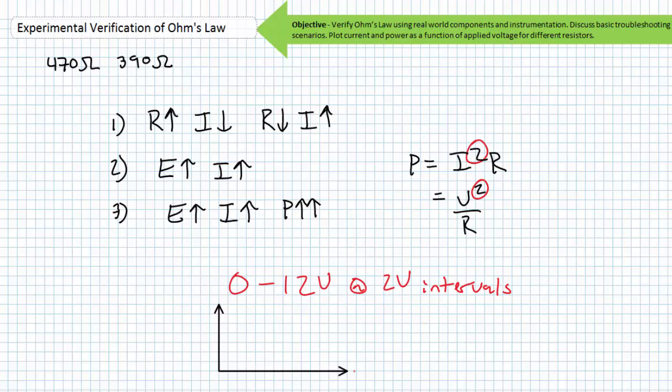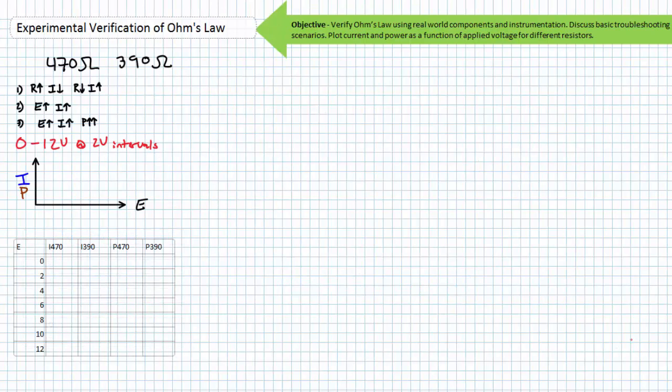We'll then use the data table to plot the current for each resistor on the y-axis with voltage on the x-axis. We'll then calculate power as the product of voltage and current and graph that on the y-axis with voltage on the x-axis. Before we begin, we'll need several empty data tables, one of which will be used to fill out our expected values.